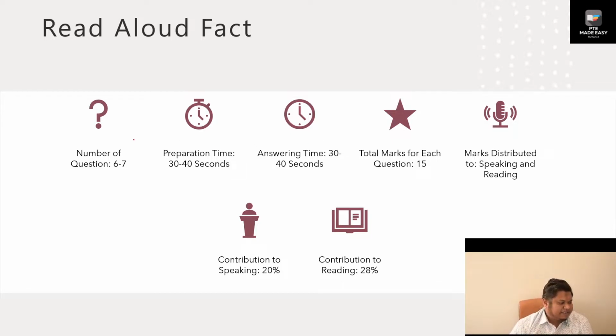Now let's look at the quick facts of read aloud. The number of questions for read aloud will be between 6 to 7. Preparation time will be between 30 to 40 seconds. Answering time will also be between 30 to 40 seconds. Remember, your preparation time is always equal to your answering time. Total marks for each question is 15. The marks are distributed to speaking as well as reading section. The contribution from this question type in your speaking section is 20%, whereas the contribution in your reading section is 28%.